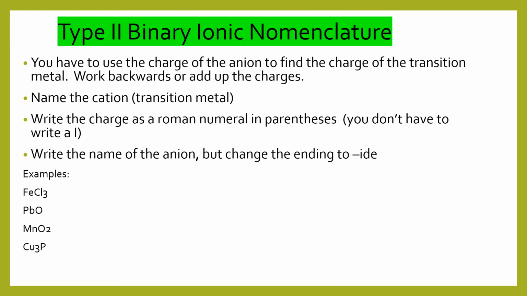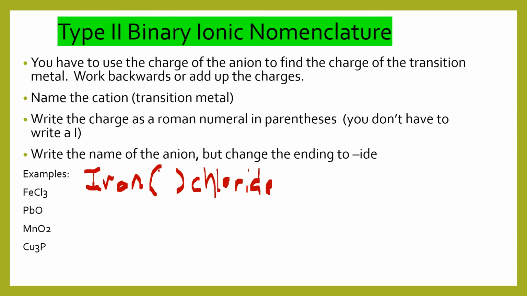You're going to name the cation, the transition metal. So in this case, for the first one, we know Fe is iron. And we're going to have to write its charge in parentheses as a Roman numeral. We don't know that yet, so I'm just going to put the parentheses there. Then we write the name of the anion, changing the ending to "ide," just like before. So it's chloride. What we have to figure out is that number that should be in here, the charge on iron.